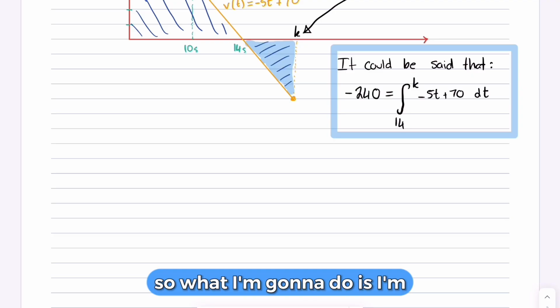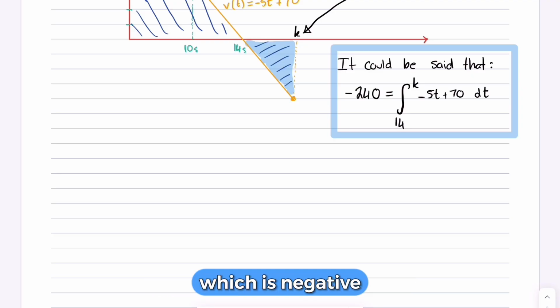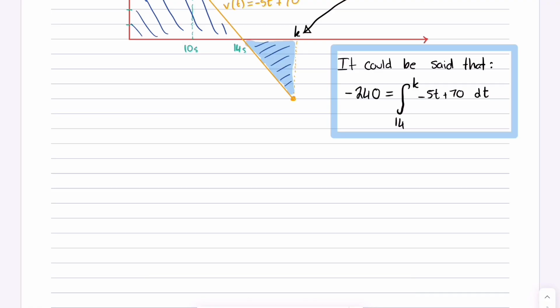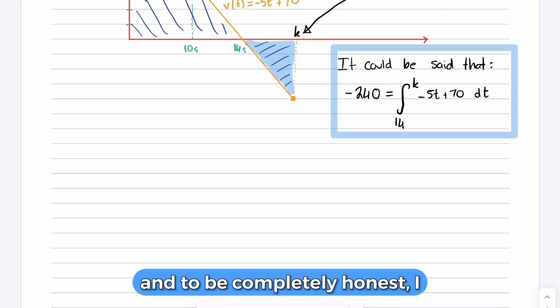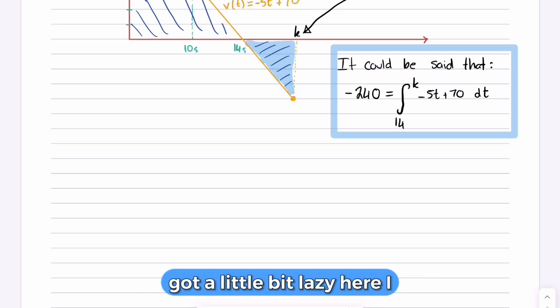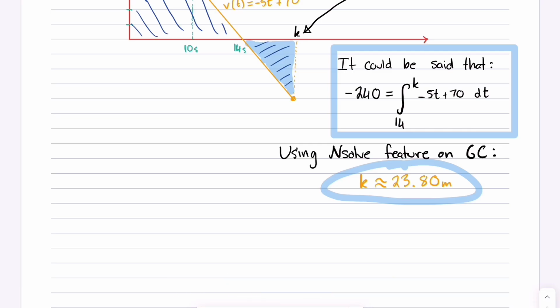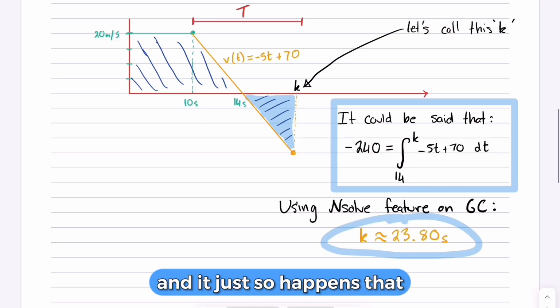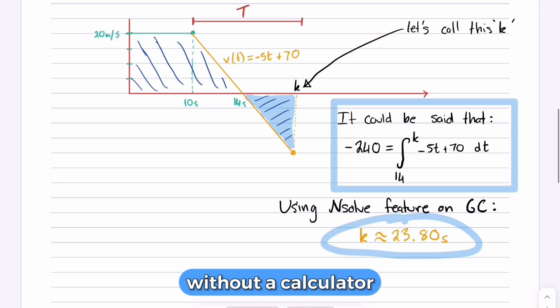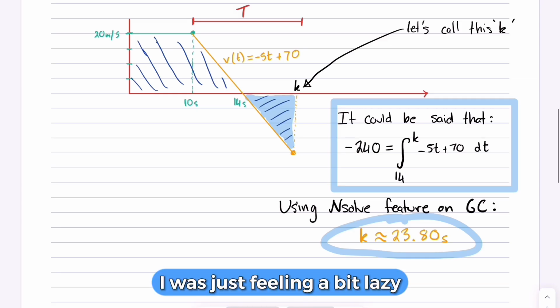So I'm going to integrate the velocity function we've got, which is negative 5t plus 70. To be completely honest, I got a little bit lazy here. I could have done the algebra, but I chose to use nsolve on my graphics calculator, and it just so happens that k is equal to 23.80. But it wouldn't have been unachievable to solve that without a calculator. I was just feeling a bit lazy.